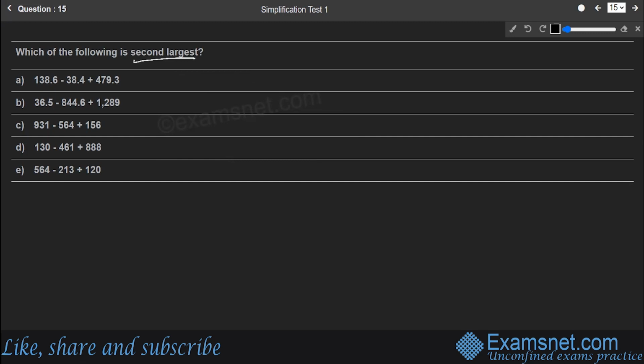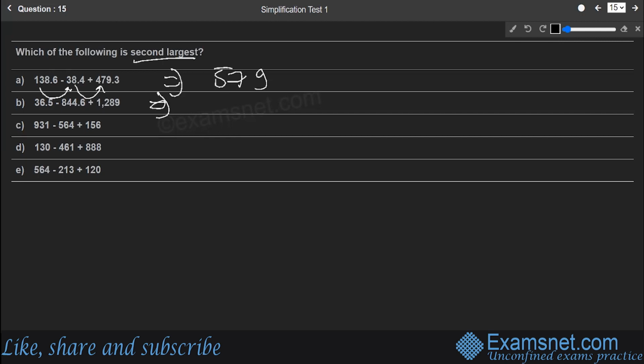Let us take it one by one. Let's solve the first expression: 138.6 minus 38.4 plus 479.3. Ignoring the decimal, we are just supposed to do 138 minus 38 plus 479. So 138 minus 38 is going to be 100, and 100 plus 479 is going to be 579. We have ignored the decimal part so that things become easy to calculate.